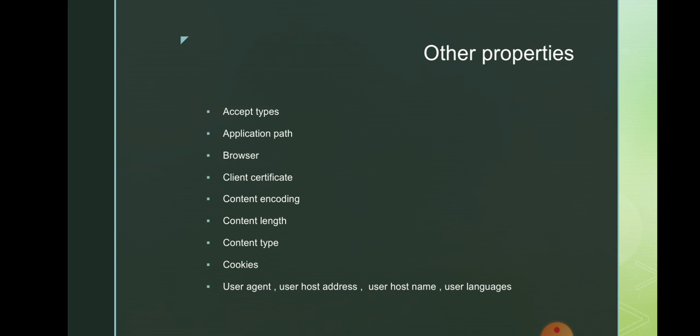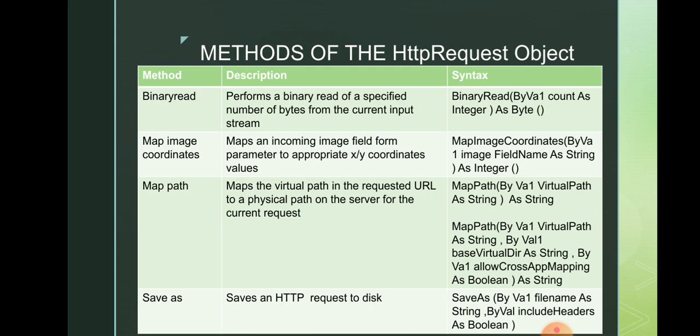Okay. Next, content encoding. Content encoding means get the character set of the entity body. Next, content length. It will specify the length in bytes of the content sent by the client. Next, content type. It specifies the type of the requested content. Next, cookies. Specifies the collection of cookies sent in the HTTP request. Next, user agent. Just like there are many other properties: user agent, user host address, user host name, user language. These are some of the properties of the HTTP request object.